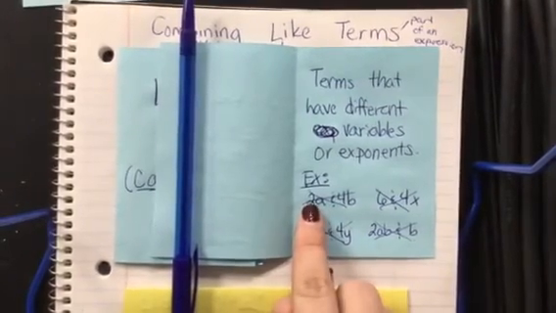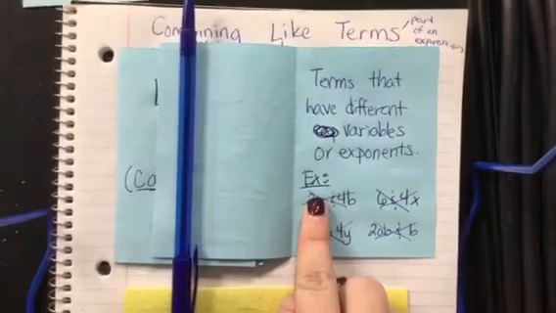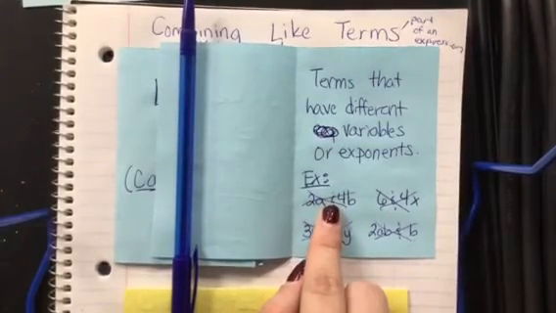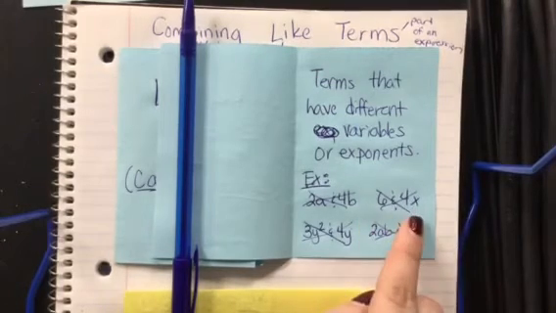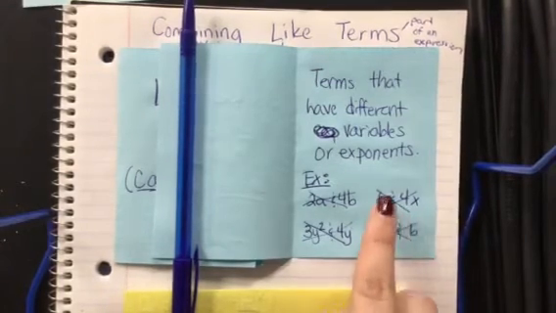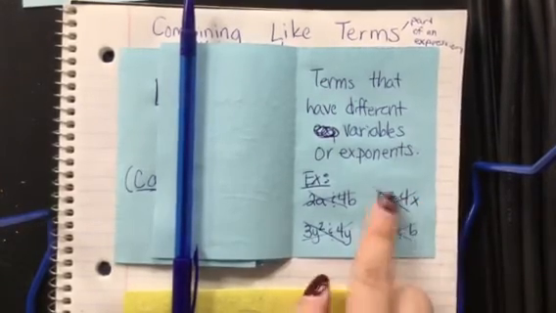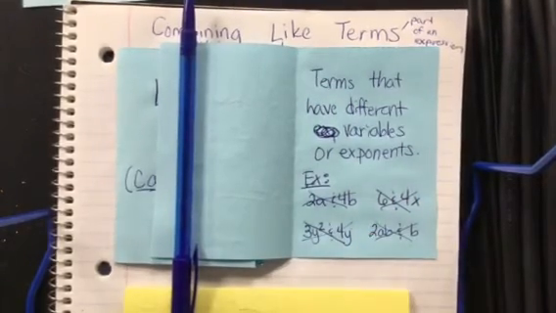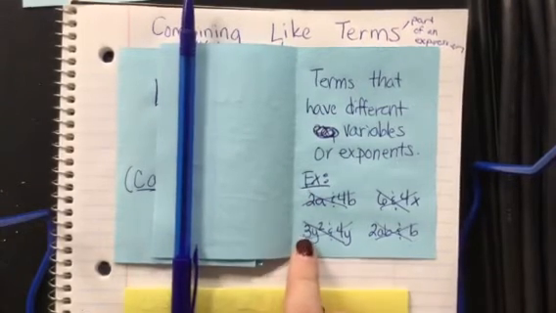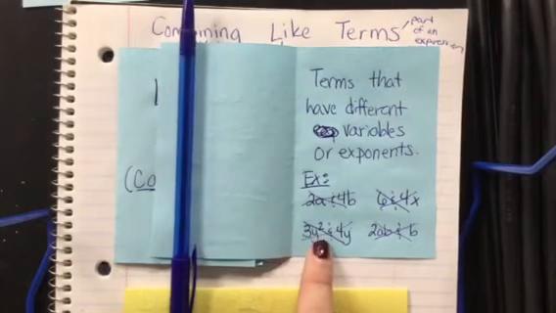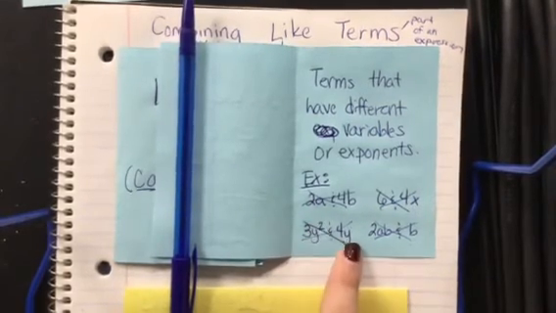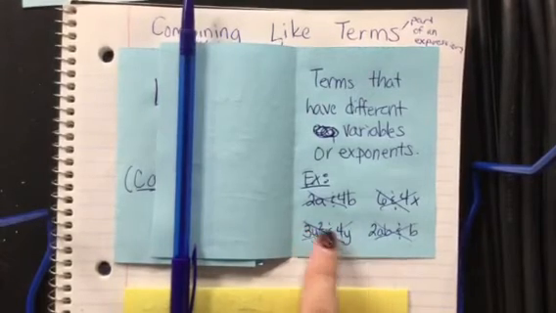So 2a, 4b, variables don't match, so we can't put them together. This example right here, we have 6 with no variable and 4 with an x. Since this one has no variable and this one has an x, they are not like terms, so we cannot combine them. Down here, 3y squared and 4y. They both have y's, but the first one has an exponent, the second one does not. So that part doesn't match.